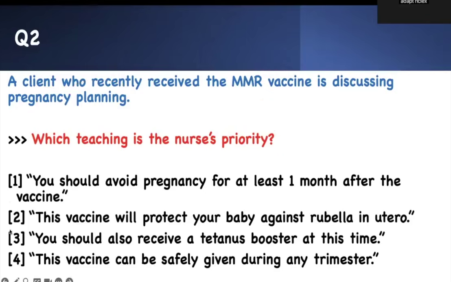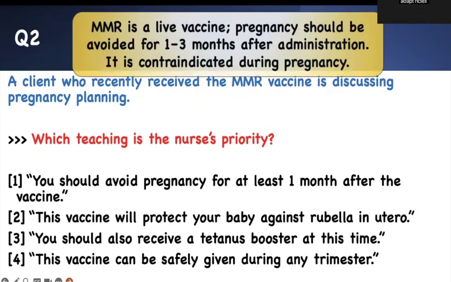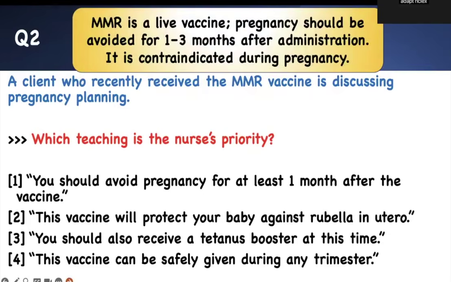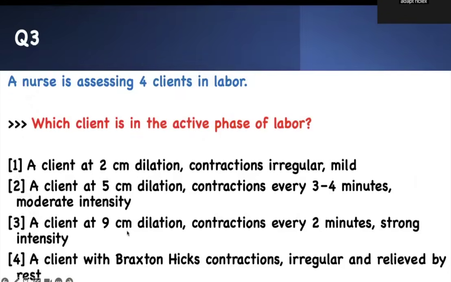So the content here is to teach them the most important thing. And therefore, 1 to 3 months, you're supposed to wait before you get pregnant. Otherwise, your baby is going to get into trouble. So number 1 is the right answer.